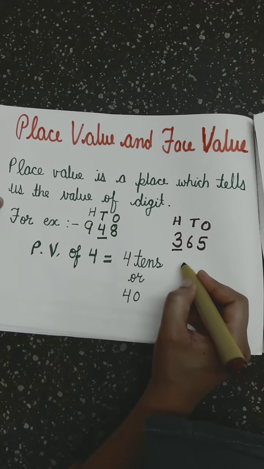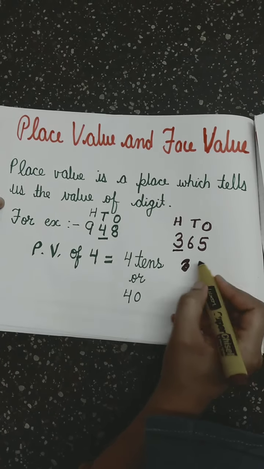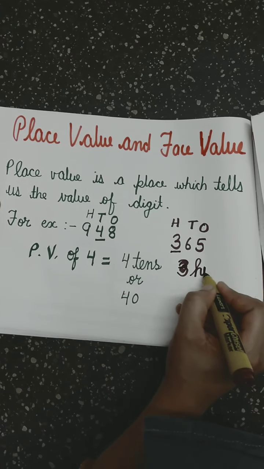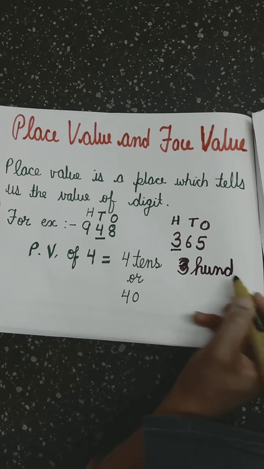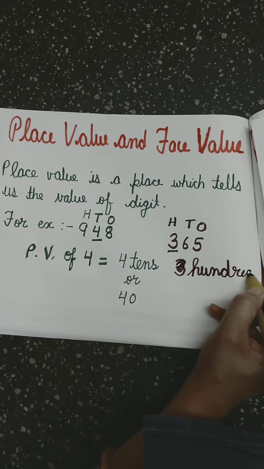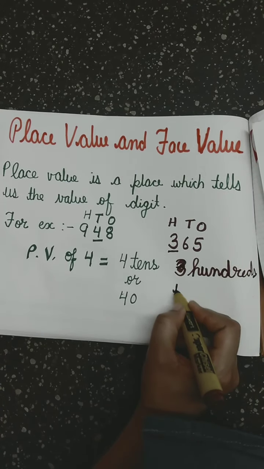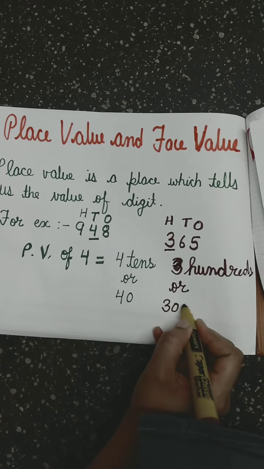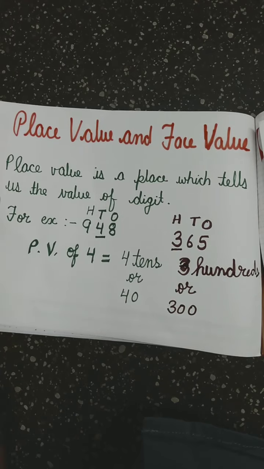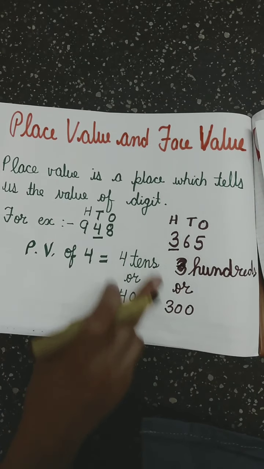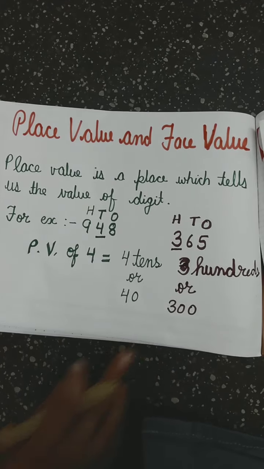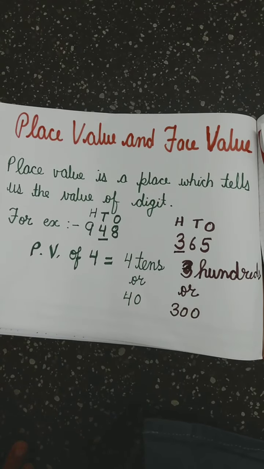So we can write here 3 hundreds, or 300, because under hundreds we have 2 zeros. So in this way we can find the place value of the digits.